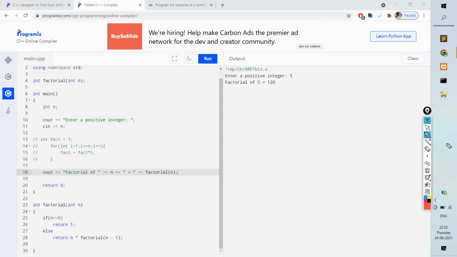So at last we can run this code and enter any number of our choice. Like if I write 4, the answer is 24.